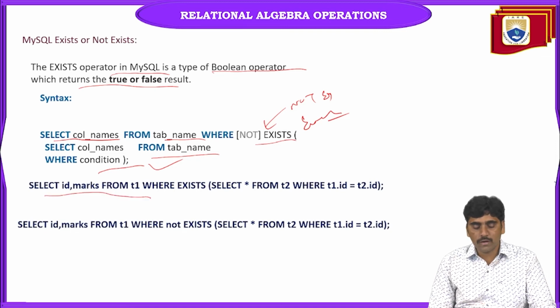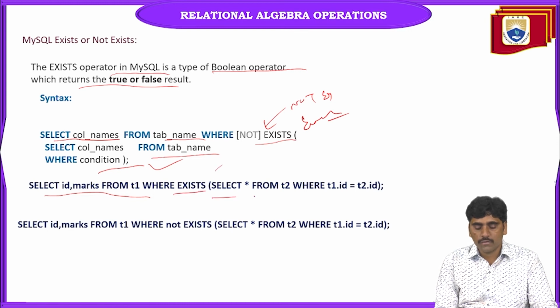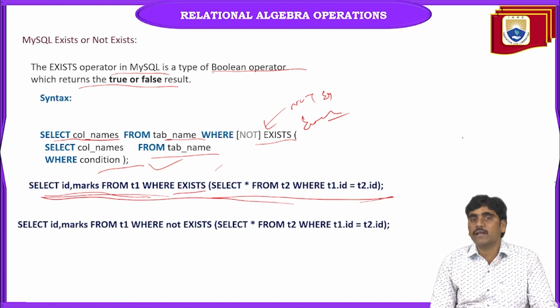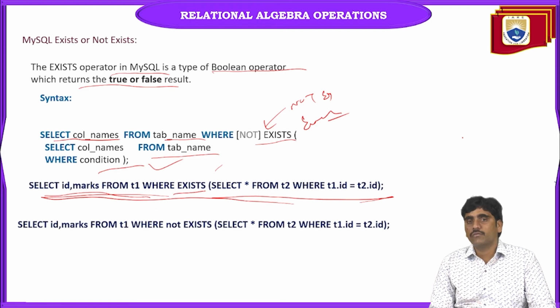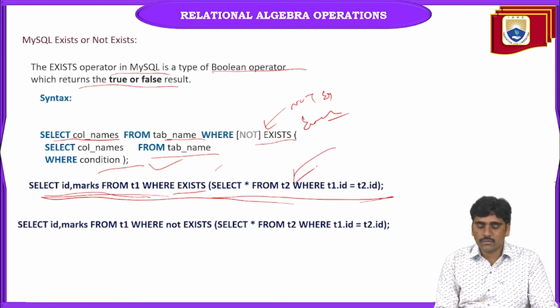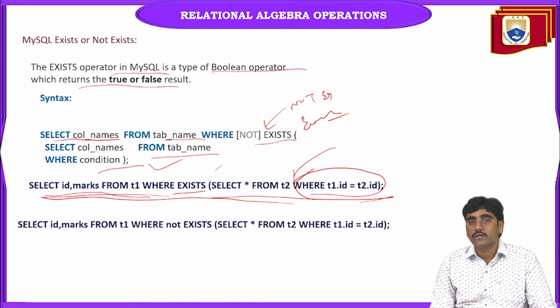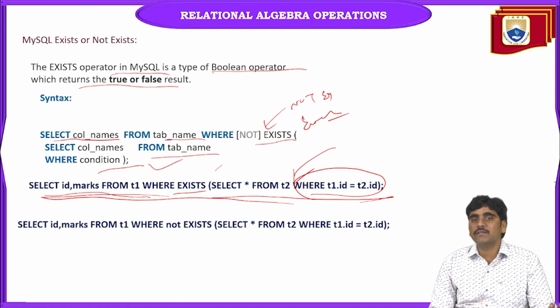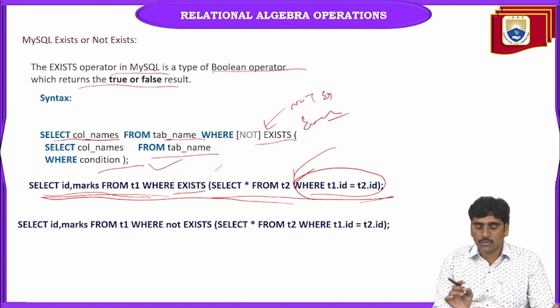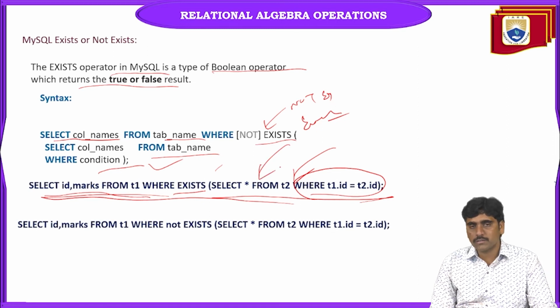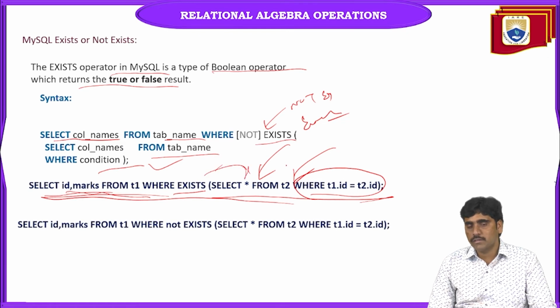So select ID, marks from table 1 where EXISTS of. This is nothing but an inner query also. First of all, it executes this inner query: select star from T2 where T1.id equals T2.id. That means whoever has the table 1 ID equal to the table 2 ID, those employee details will be displayed. All the employee details will be displayed. And the next one is select ID comma marks from table 1 where EXISTS of this one.